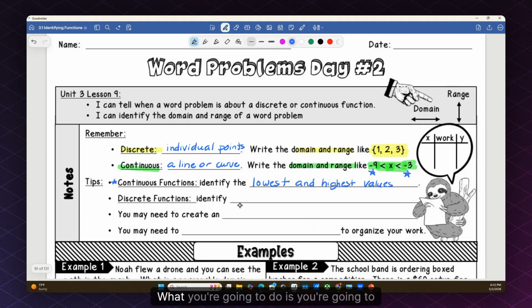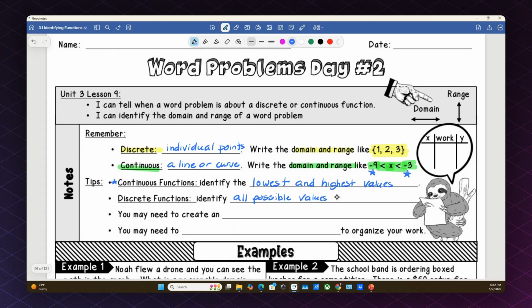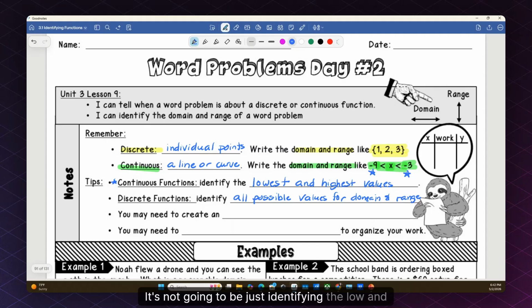For discrete functions, you're going to identify all possible values for domain and range. So it's not going to be just identifying the low and the high. You're going to identify all the possible values because they're individual points. And you would list them out when you're writing out your domain or you're writing out your range.